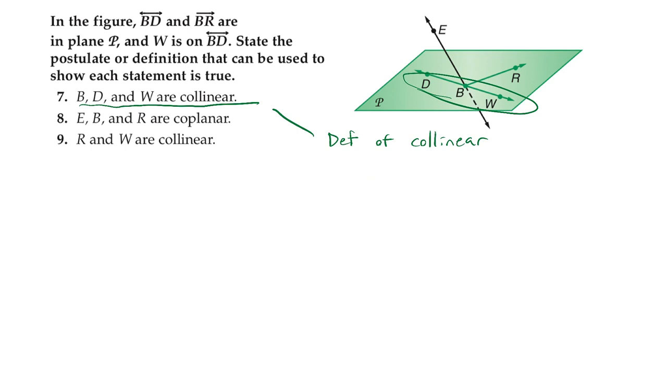So E, B, and R are coplanar. So we don't visually see a plane containing these 3. But how would we know that those 3 points are coplanar? Oh, it's a tough one.